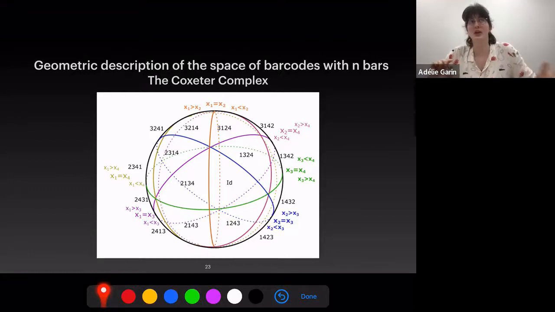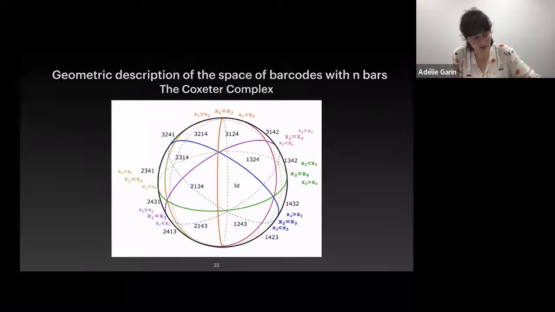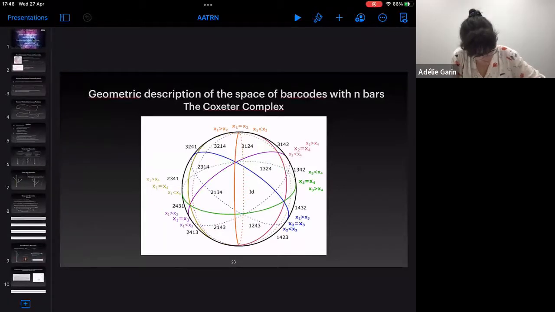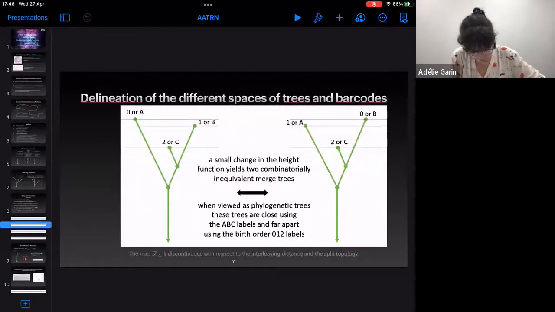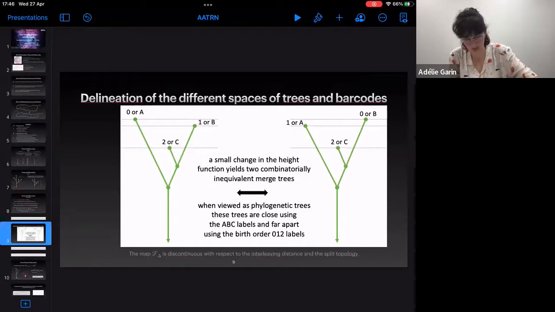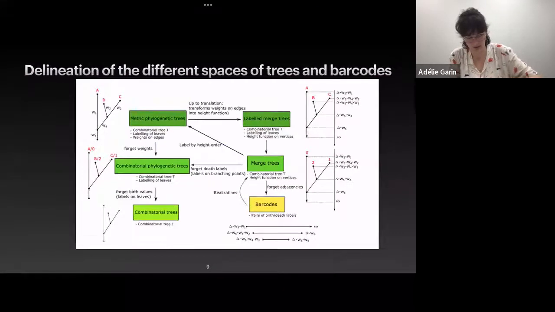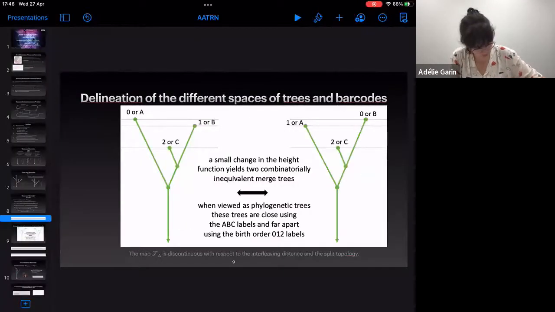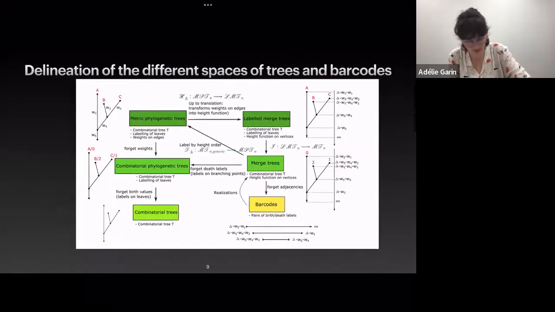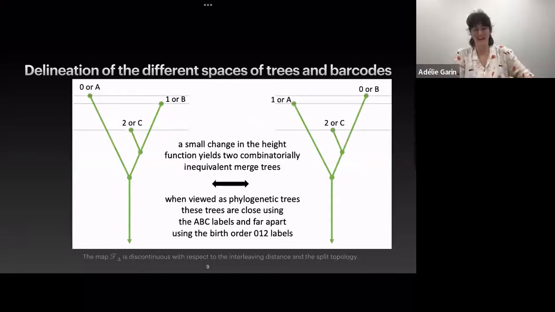So basically, to go back to this relation with the phylogenetic tree space, I actually don't know if I have this slide, but I think I do have. Nope. Yeah, I think it's this. Whoop. No, where is it? Oh, never mind. Forget this. Sorry.